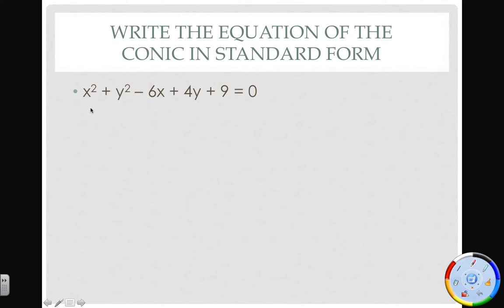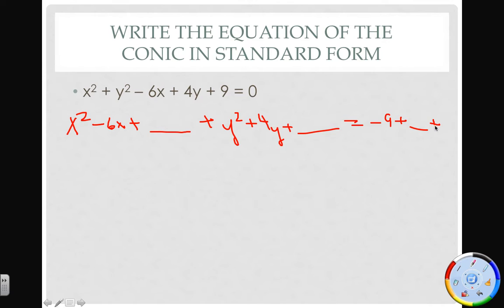So what we want to do here is get all of our x's together and then all of our y's together and get the number on the other side. So I'm going to start with x squared minus 6x, plus blank, plus y squared plus 4y, plus blank. And again, I have to do this here, and I get -9 plus blank plus blank.